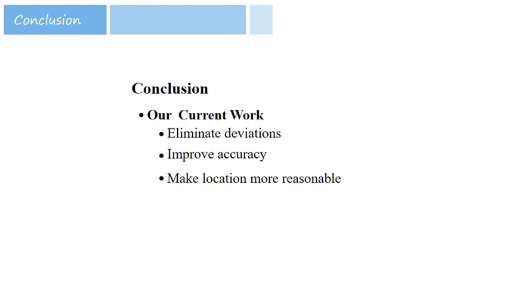Our work proves that the combination of neural networks and human-in-the-loop methods can transfer the advantage of humans to the network. Human participation can eliminate some of the deviations that may occur in the classification process of the machine, can improve the accuracy of neural networks in classification tasks, and can make the location of projection points more reasonable.